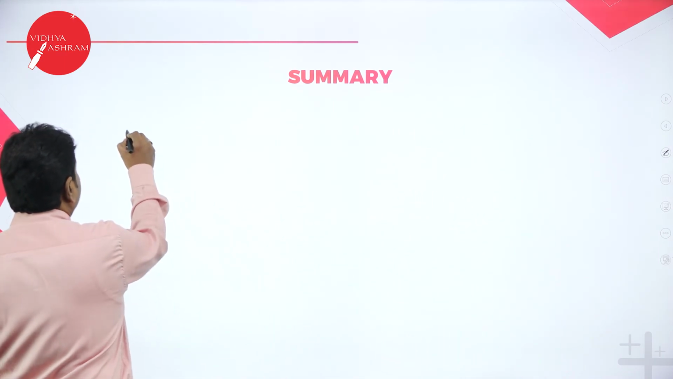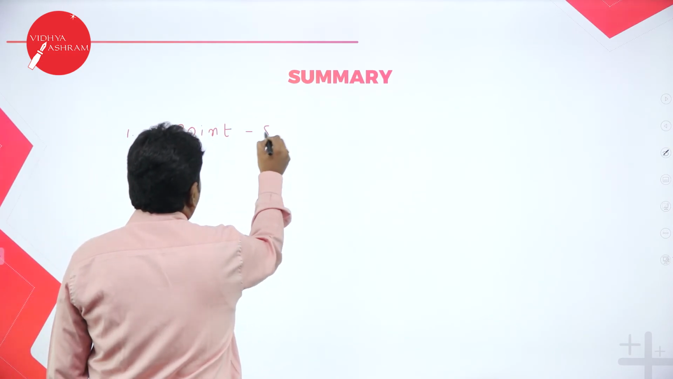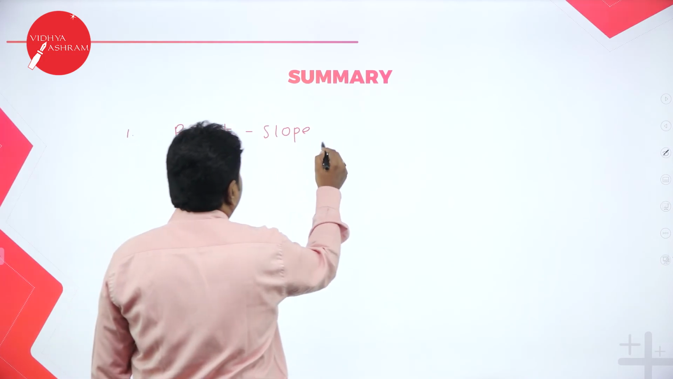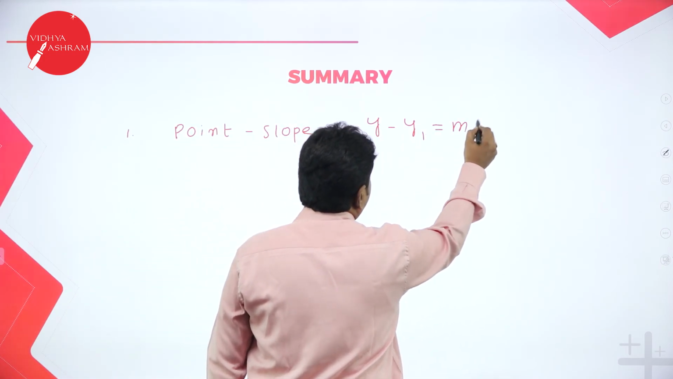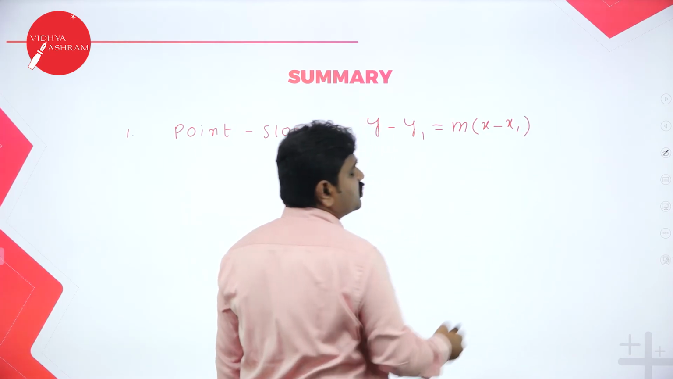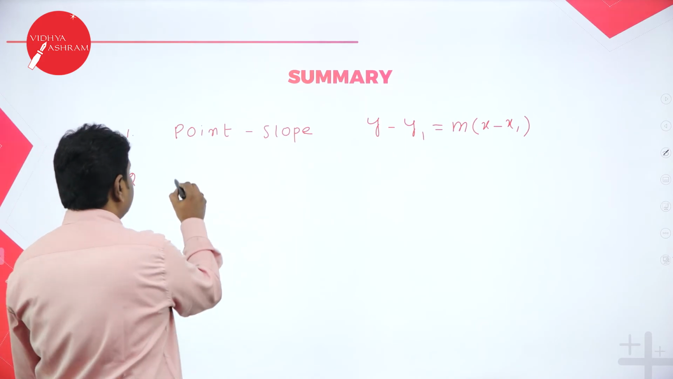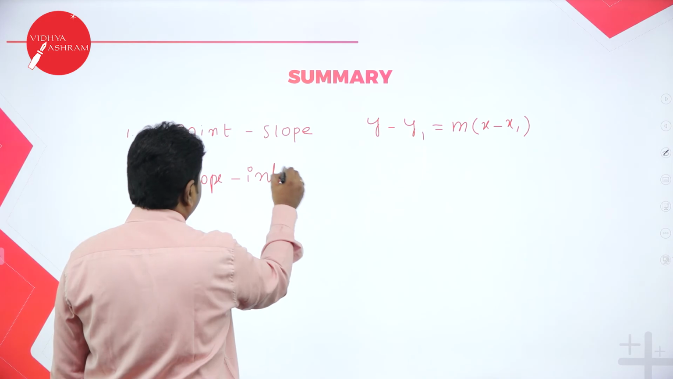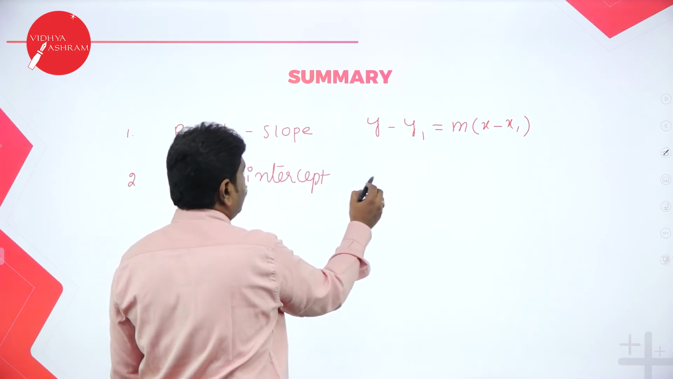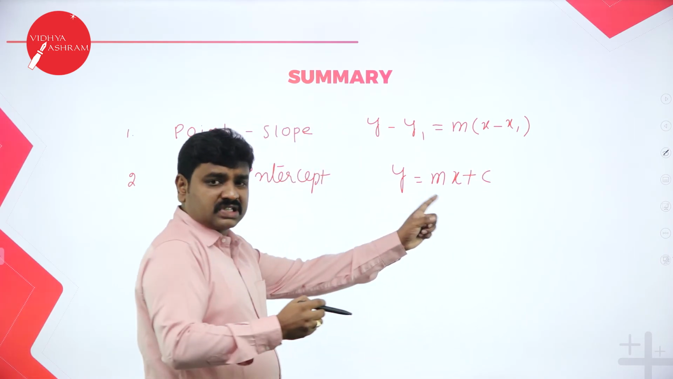What is the first form we learned in today's class? Point slope form. What is point slope form? When they give point and slope, the equation is y minus y1 is equal to m into (x minus x1), where m is the slope and (x1, y1) is the point on the line. And then we have studied slope intercept form. What is slope intercept form? y is equal to mx plus c. m is the slope and c is the y-intercept.